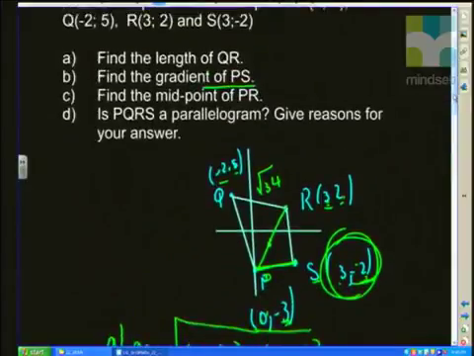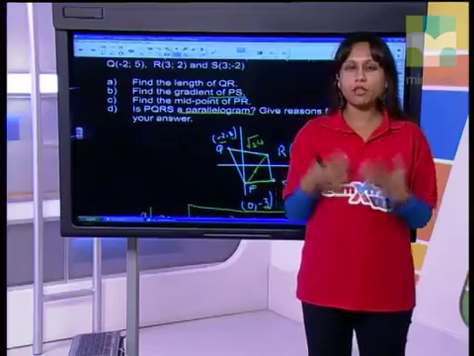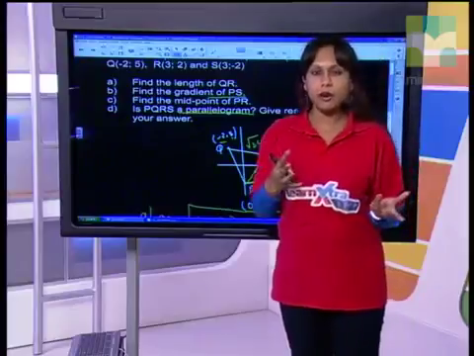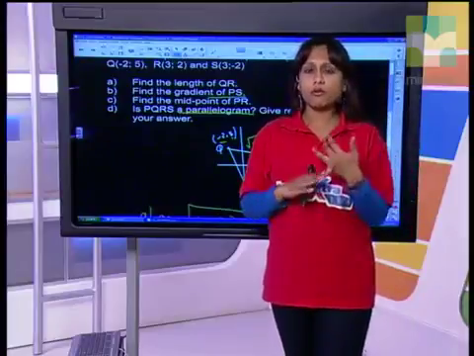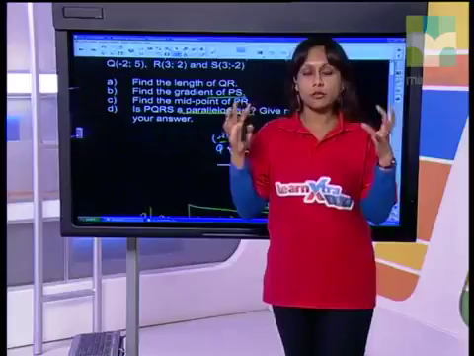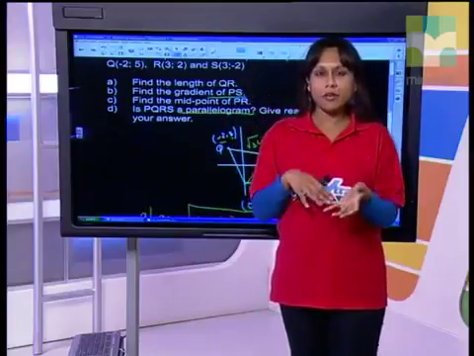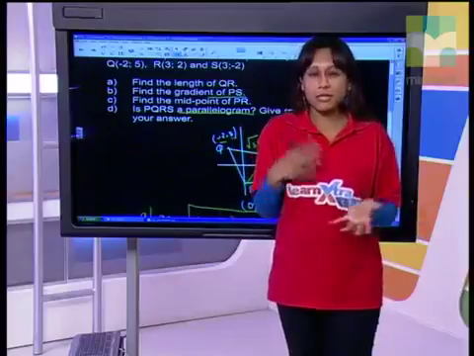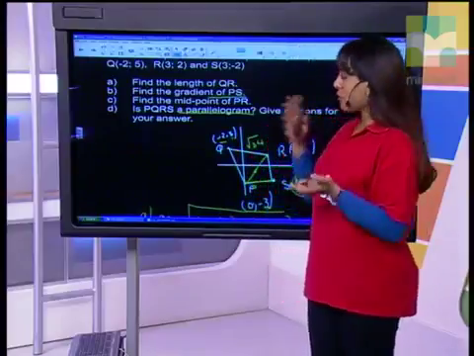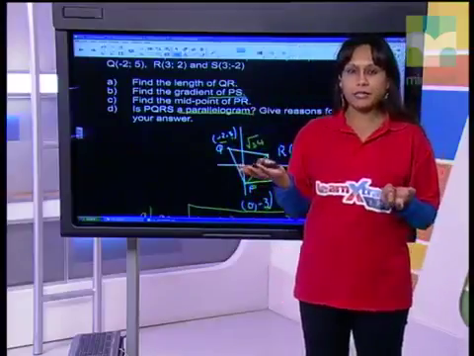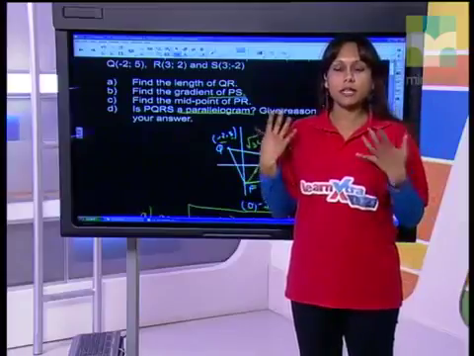The next part of the question says, is PQRS a parallelogram? Now remember, in order for you to answer this question, you need to remember what the properties of a parallelogram are. For example, not all four sides are equal, but the opposite sides are equal to each other. Opposite sides are parallel, or you have one pair of opposite sides parallel and equal, or you have the diagonals bisecting each other in order to get a parallelogram.